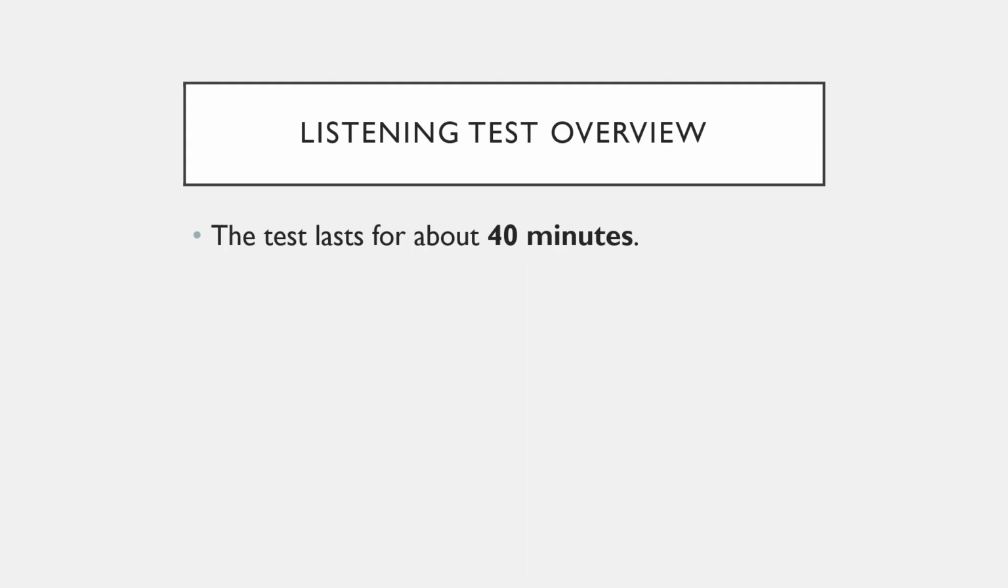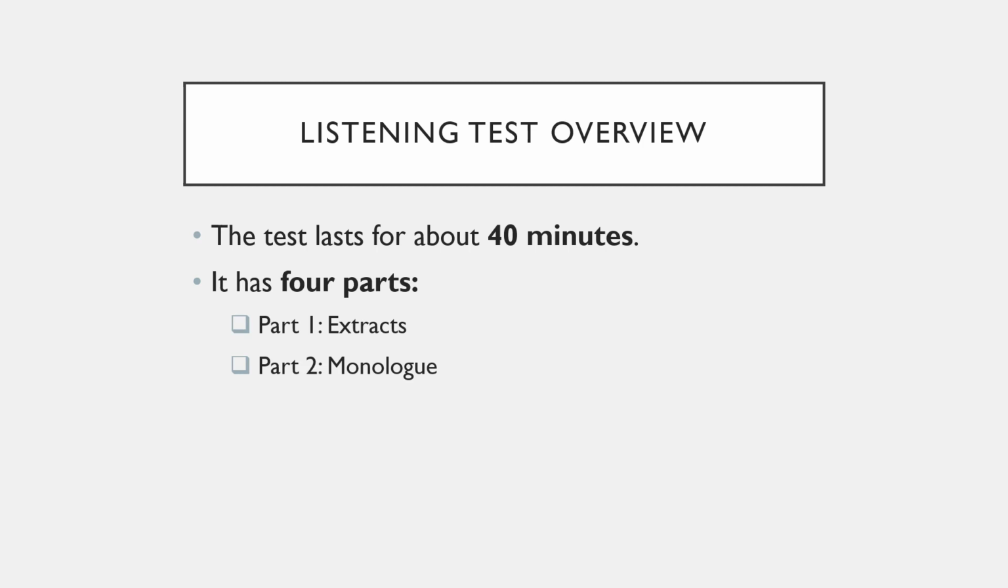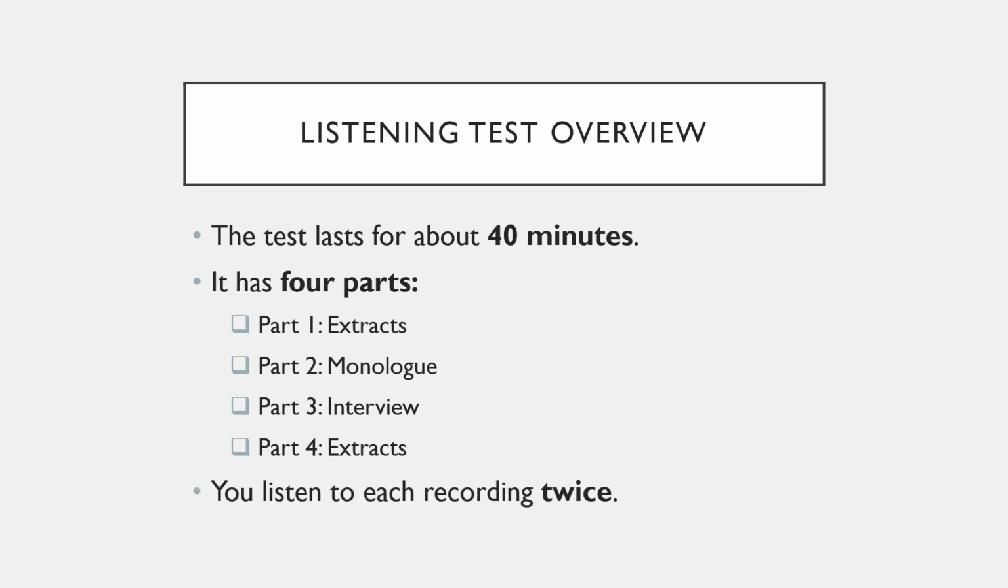The complete listening test lasts for about 40 minutes. There are 4 parts to the test. In part 1, you listen to 3 extracts that are usually in the form of dialogues. In part 2, you listen to a long monologue, which is one person talking about a specific topic. In part 3, you listen to an interview. Again, this is a long listening between 2 or 3 people. And in part 4, once again, you listen to 5 extracts of people talking about a similar topic. In every part of the listening, you get to hear the recording twice.